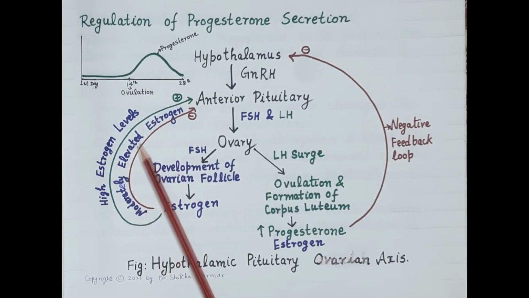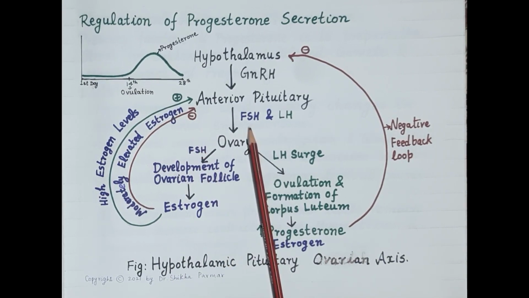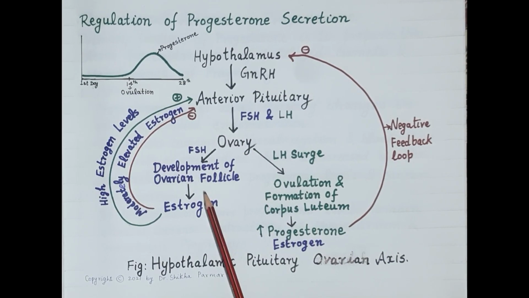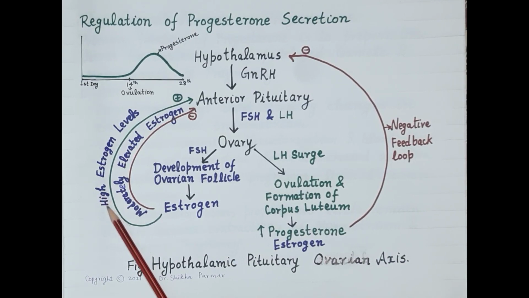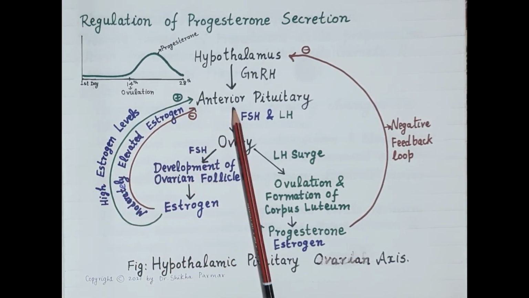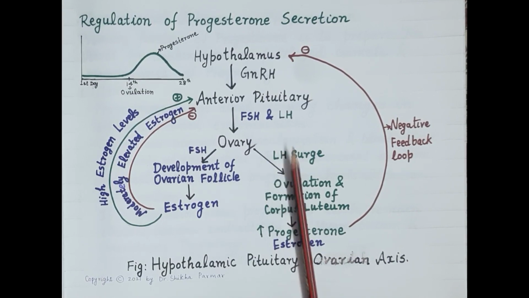Moderately elevated estrogen inhibits anterior pituitary, inhibiting the release of FSH and LH. But as the developing follicle continuously releases estrogen, estrogen levels rise, and high estrogen levels trigger a rise in FSH and a surge of LH. This increased LH, or the surge of LH, is responsible for the rupture of the mature ovarian follicle and the release of the egg, and the process is called ovulation. This ruptured follicle develops into corpus luteum.